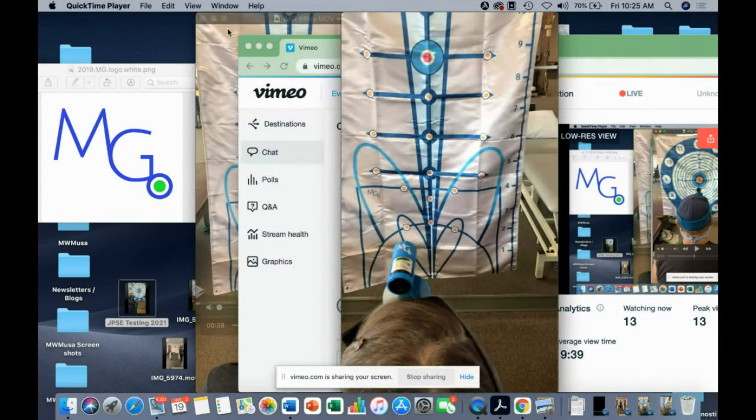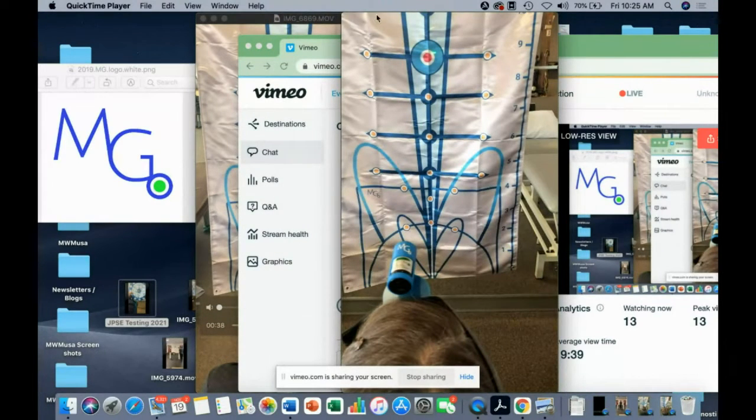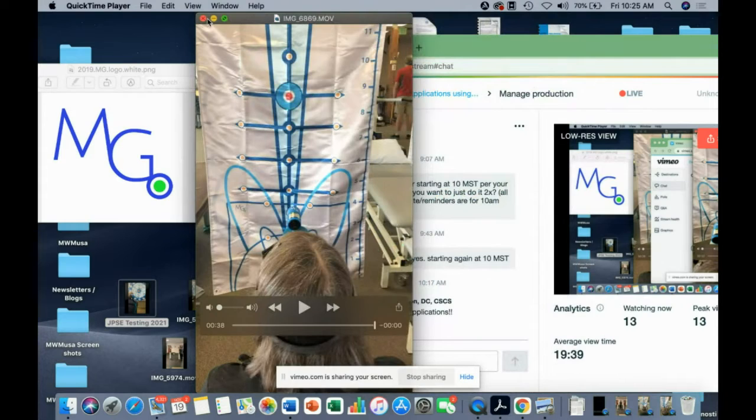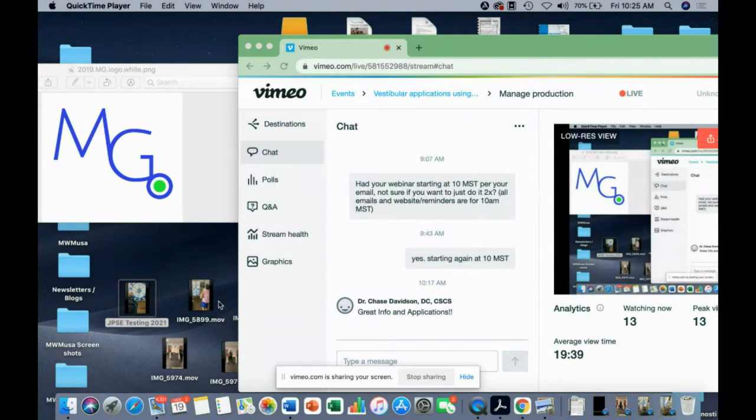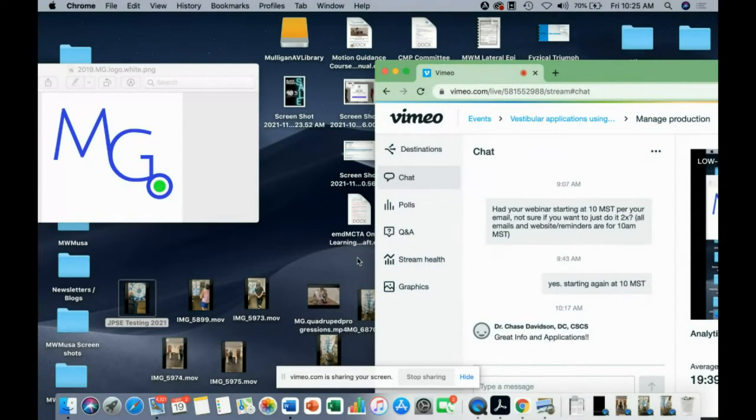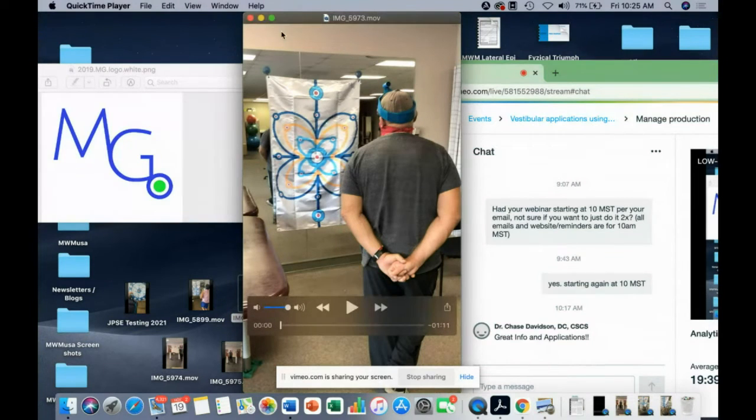All right, so that's joint position sense error testing. Let me close these out again to get them out of the way. And other applications. So we can start getting some applications for some dual tasking or some off-axis training.